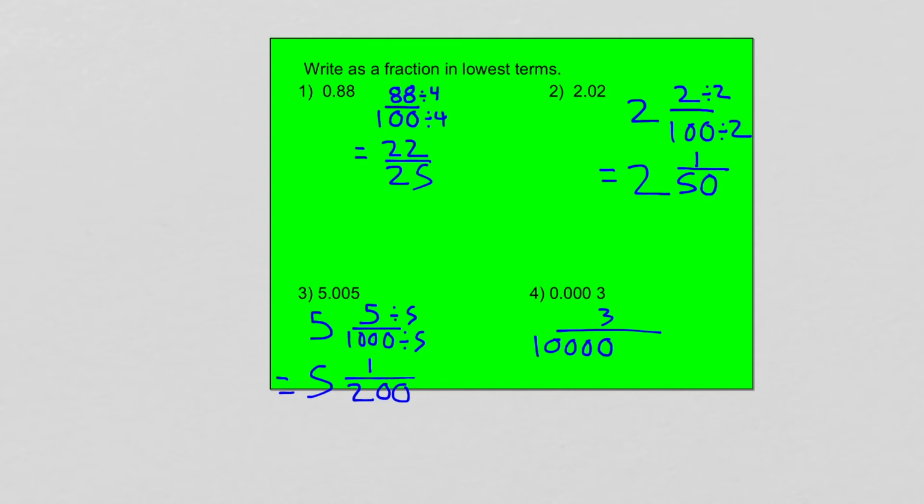So that's writing a fraction in lowest terms, changing a decimal to a fraction when we have a terminating decimal. Let's look at a repeating decimal.